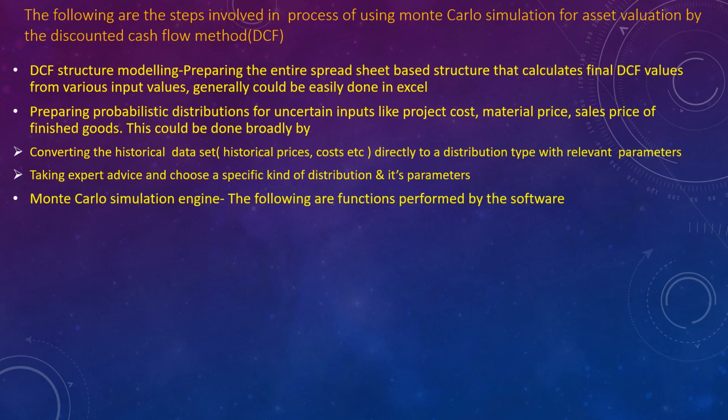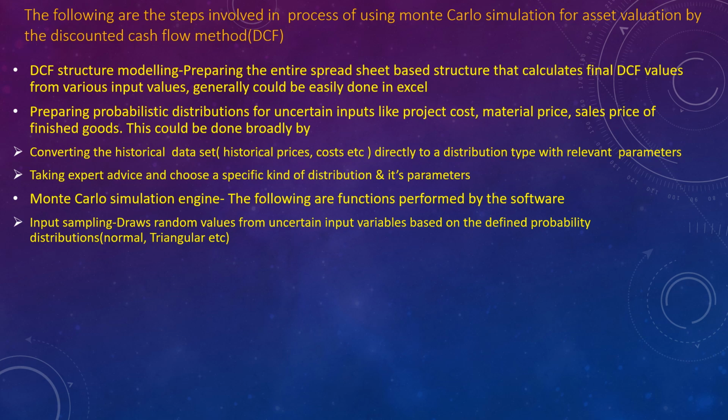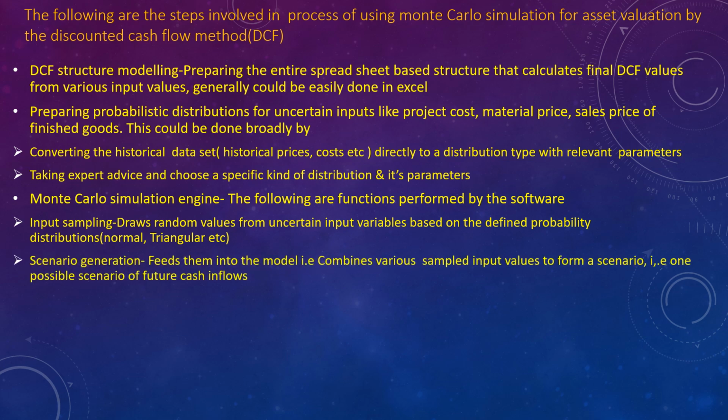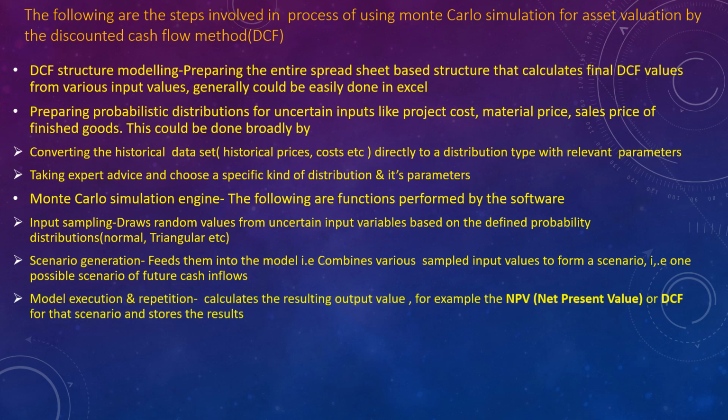Monte Carlo simulation engine. The following are the functions performed by the software. Input sampling: draw random values from the uncertain input variables based on the defined probability distributions, for example normal, triangular, etc. Scenario generation: feeds them into the model, that is, combines various sampled input values to form a scenario, that is, one possible scenario of future cash inflows.